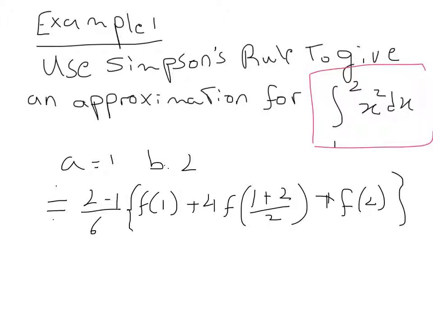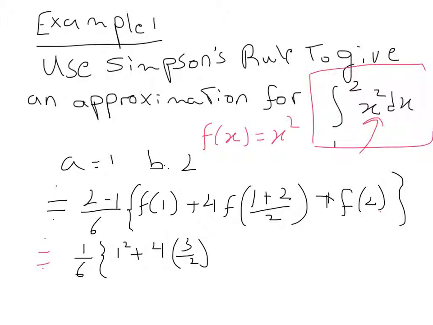When we say the function here that we have, of course our function is x squared, which is a parabola. So f of x is equal to x squared. That's where we're going to substitute the 1 and the 2 and so on. So continuing from that, we'll get 2 minus 1 over 6, which is 1 on 6, bracket. f of 1, substituting 1 instead of x, gives you 1 squared, plus 4 times 3 over 2, all squared, plus 2 squared.